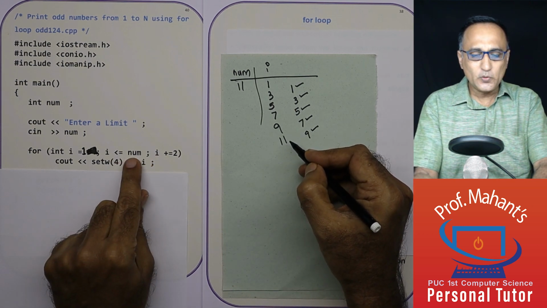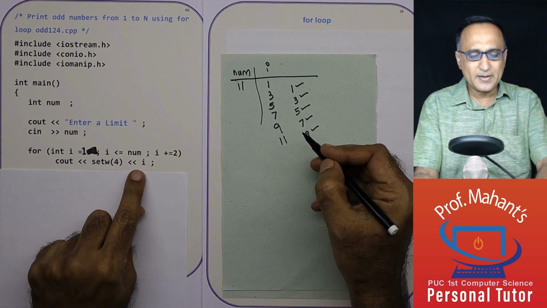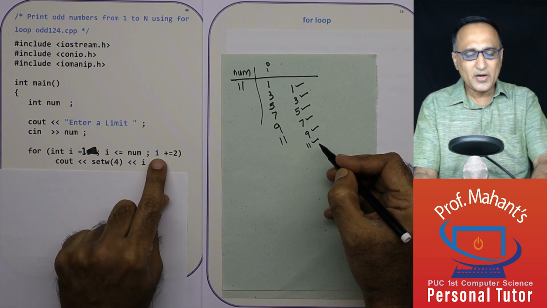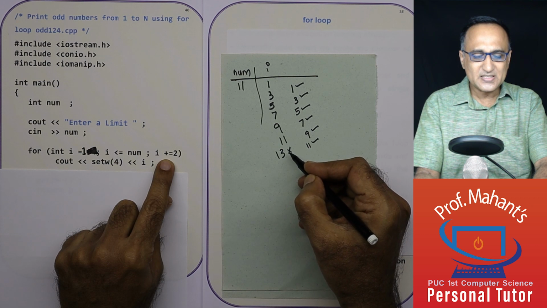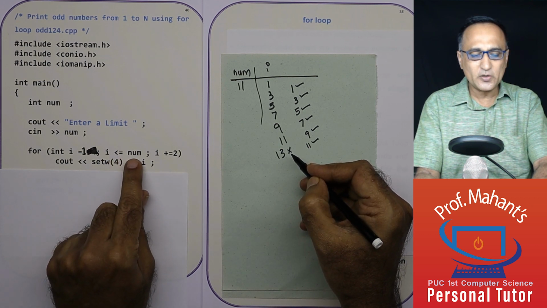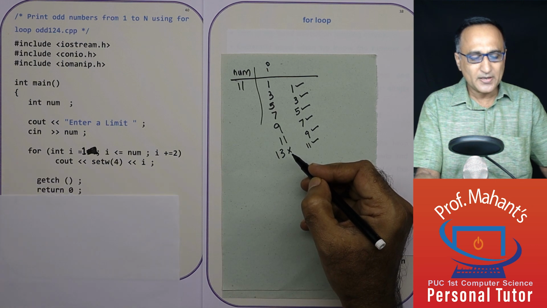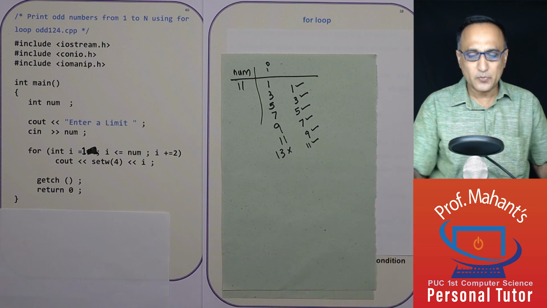11 is equal to 11, which is the value of num. So we're still fine. I'm going to go ahead and print the value of I, which happens to be 11. Then I increase the value of I by 2. I ends up becoming 13. Now this 13 is neither less than nor equal to 11. So I will come out of this for loop and come to the next statement, which is holding the screen, return 0 and end the program.